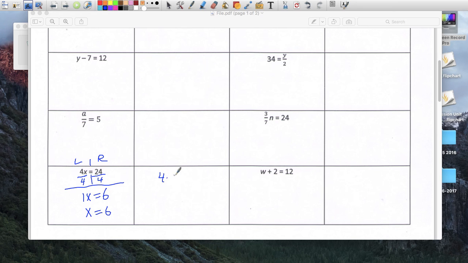Substitute. 4 times x equals 24. Let's see if that's true. 4 times 6 is 24, and we can tell very quickly that this is equal to that.